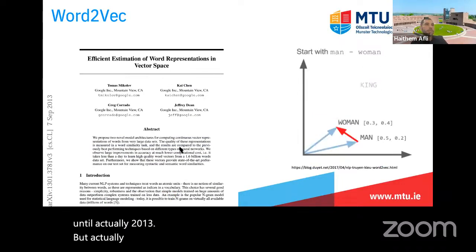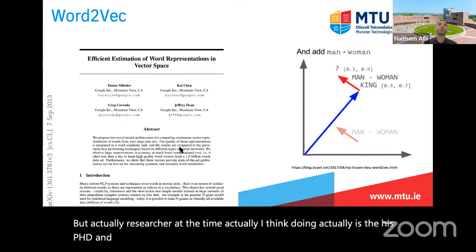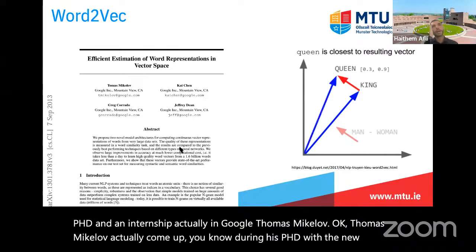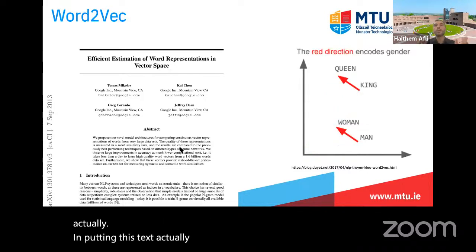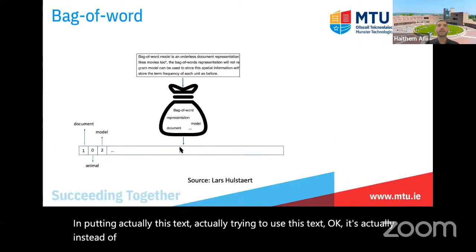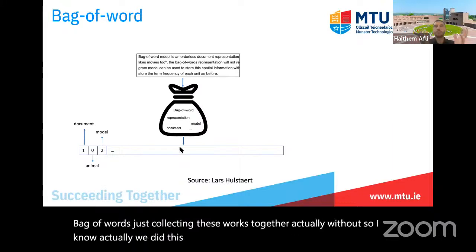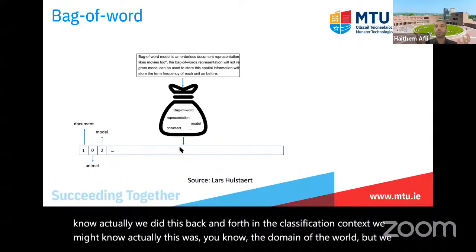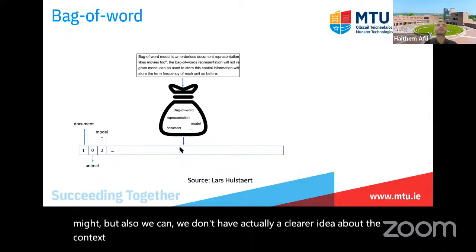Where a researcher at the time, I think doing his PhD and an internship at Google, Tomas Mikolov, came up during his PhD with a new idea for using this text. Okay, he said instead of using a bag of words, just collecting these words together, we might know the domain of the word, but we don't have a clear idea about the actual context of these words.